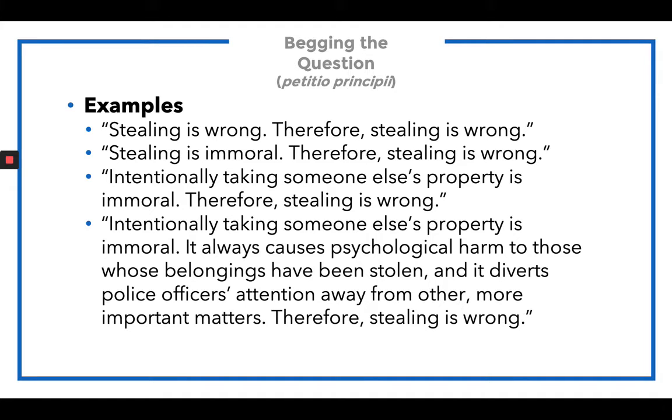But if one of my premises is equivalent to the conclusion, then even if I add in some other premises, that doesn't make it not begging the question. If I got rid of that first sentence altogether and said, stealing always causes psychological harm to those whose belongings have been stolen and diverts police officers' attention away from other more important matters, therefore stealing is wrong, that would be a good argument. But if this claim that intentional taking of someone else's property is immoral, therefore stealing is wrong, that argument is begging the question.